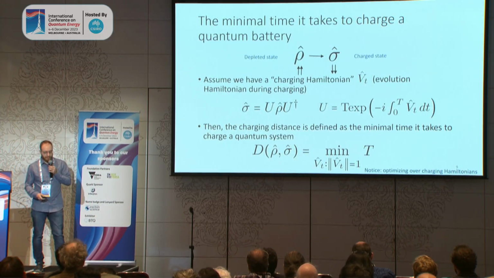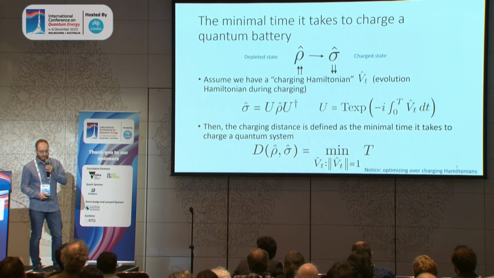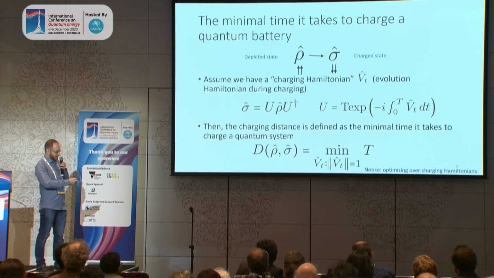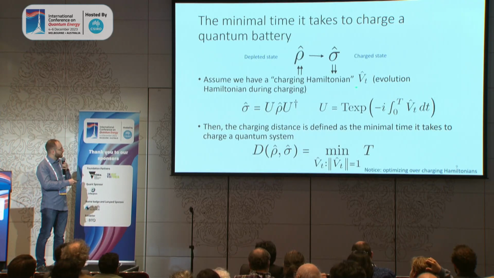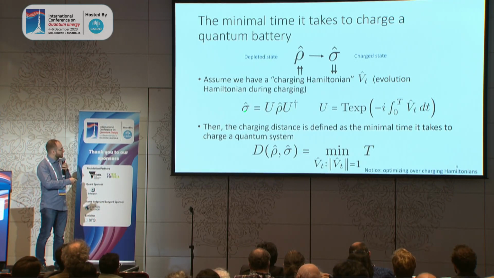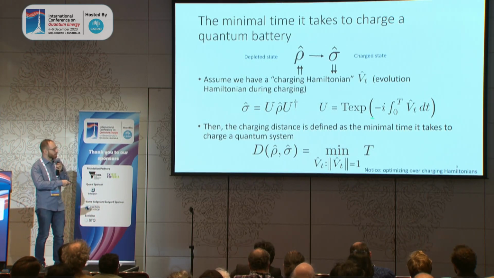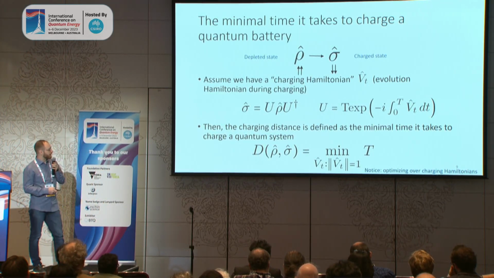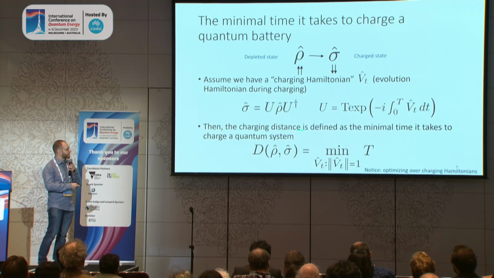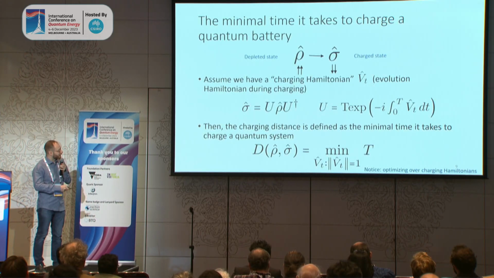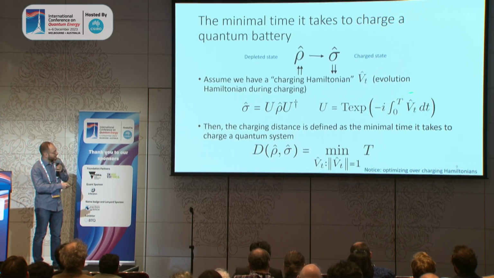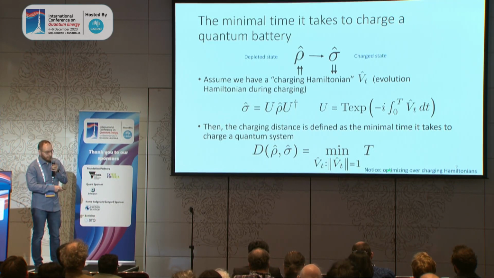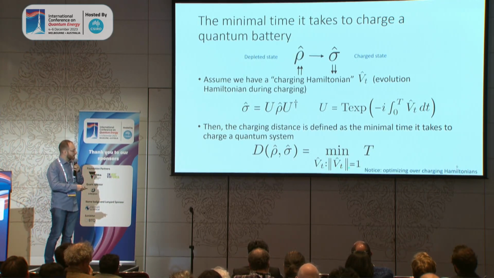Now to consider the minimal time it takes to charge a quantum battery, we really need to define it. So we assume we have some charging Hamiltonian, or you can call it driving Hamiltonian, V. So this is the charged state. And the unitary here is a time-ordered exponential, and this would be a normal exponential if V is time independent, but we want to make it as general as possible. We simply define the charging distance as the minimal time it takes to charge a quantum system. So it's the minimum over all of these times, where you optimize over these charging Hamiltonians, with this condition, which is very common in the quantum batteries literature, that the operator norm equals 1.